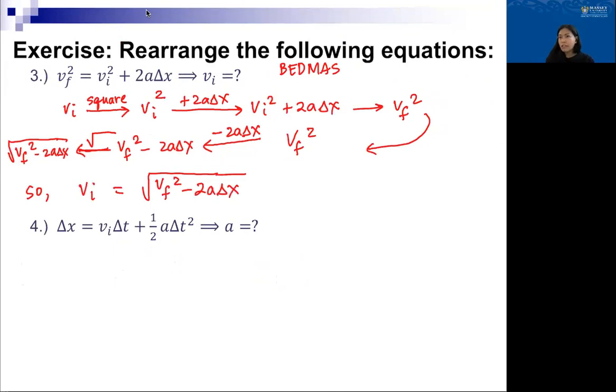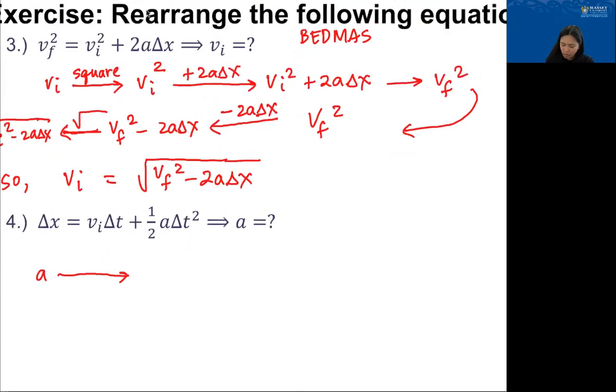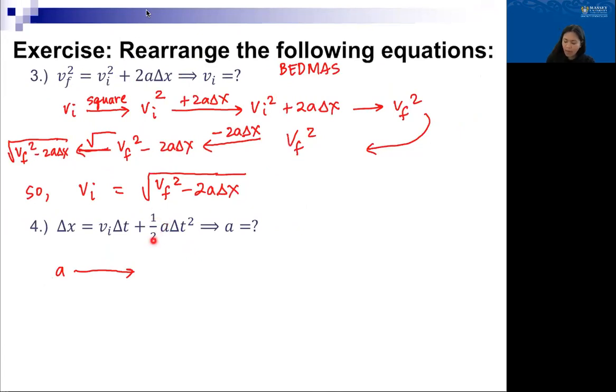Okay, the next one, now you have 1/2 a delta t squared and VI delta t. This is the longest kinematic equation. So let's rearrange this to isolate a. Right? So a is tied up with 1/2 and delta t squared via a multiplication operation. So you have 1/2 times a times delta t squared, right?